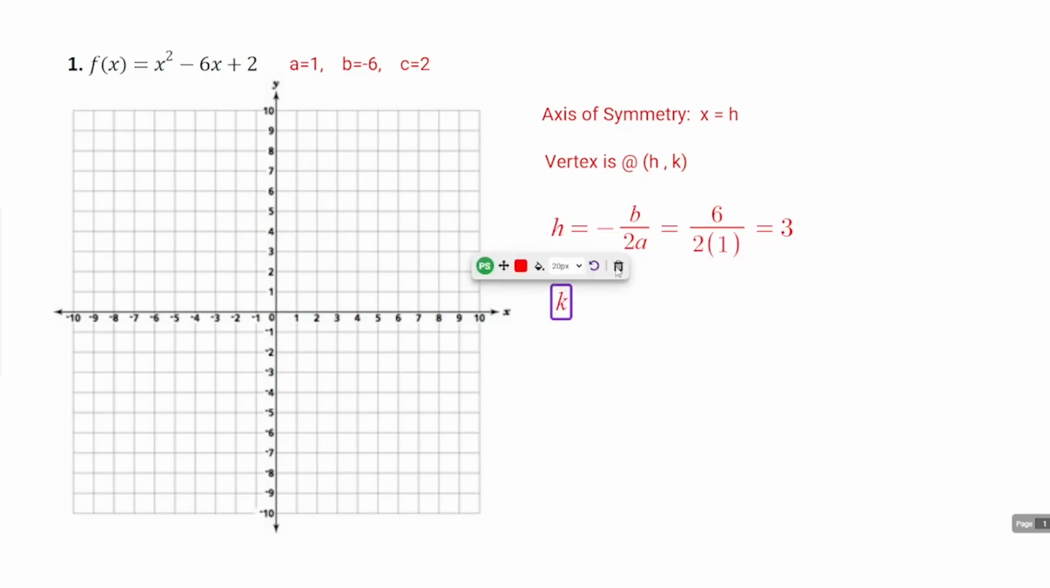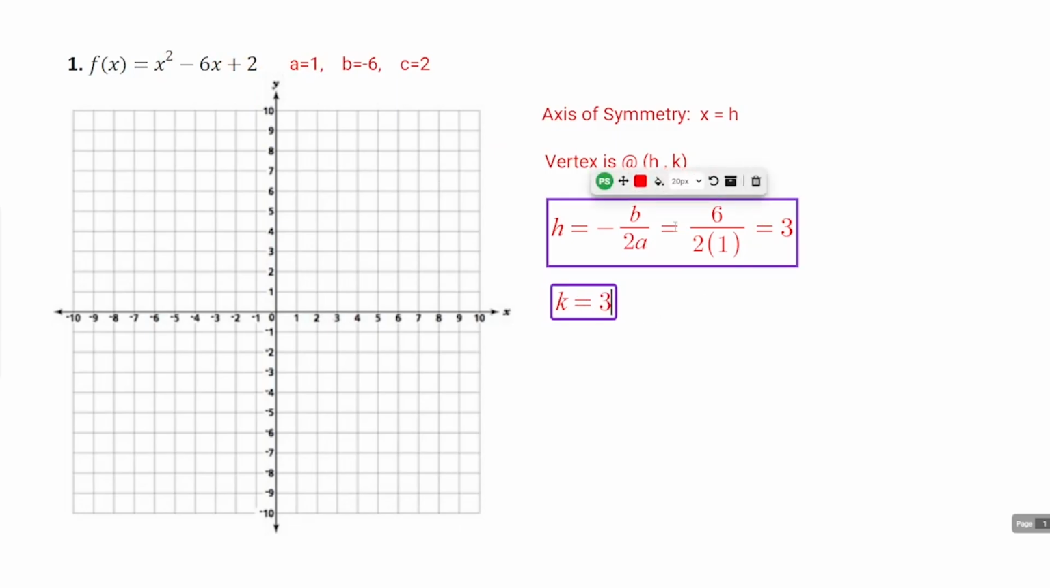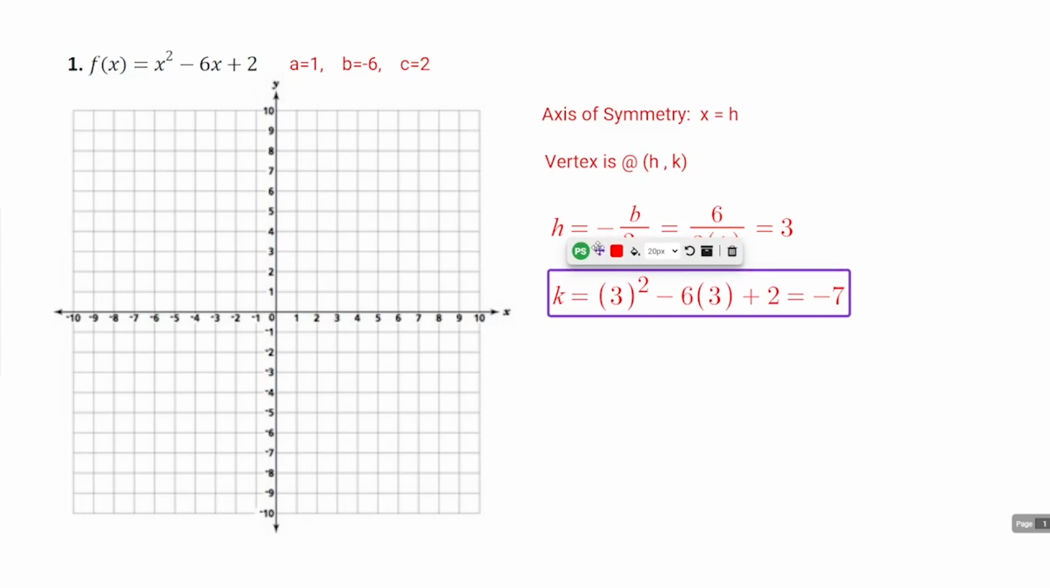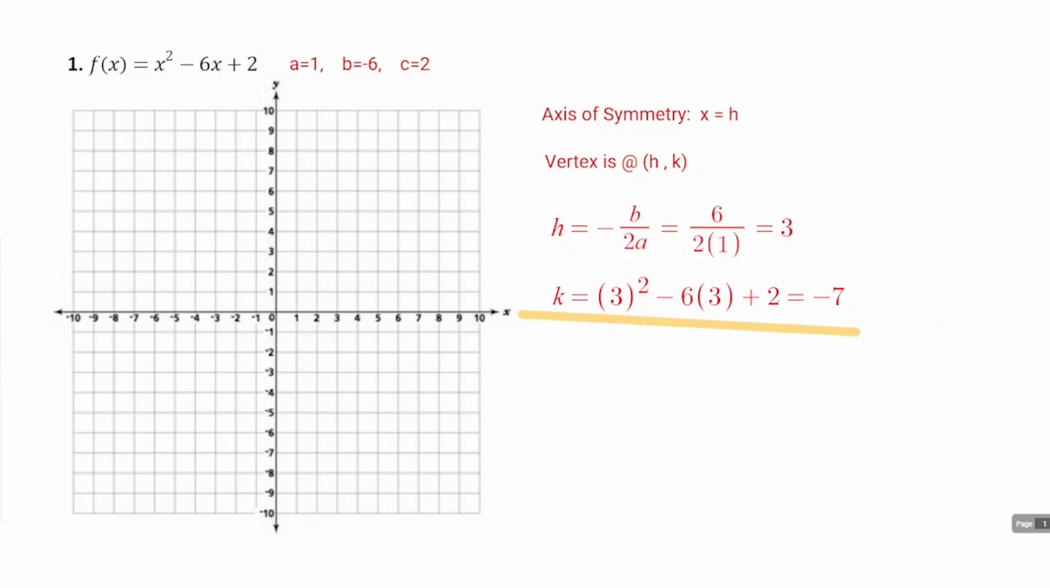The k is going to be calculated by going back and plugging in this number that we got for h back into this equation. Okay. So we'll get 3 squared minus 6 times 3 plus 2. So we have 9 plus 2 is 11 minus 18, negative 7, I think. Let me double check that in the calculator. Yeah, negative 7. All right, so now we've got all this information. We've got our h, we've got our k. I'm just going to draw a line here because the next step is we're going to do something a little different here.